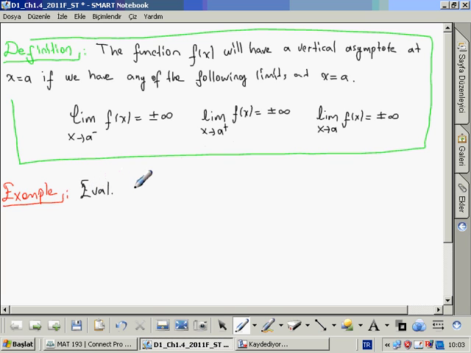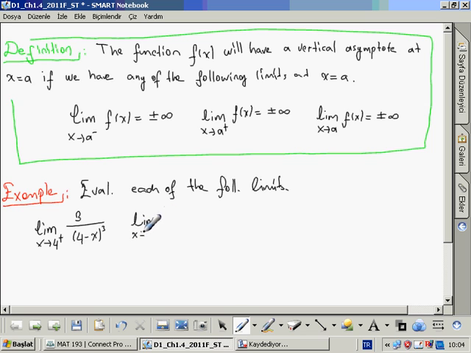Evaluate each of the following limits. Limit as x approaches 4 from the right side of 3 over (4 minus x) cubed, the limit as x approaches 4 from the left hand side of 3 over (4 minus x) cubed, and the limit as x approaches 4 of 3 over (4 minus x) cubed.